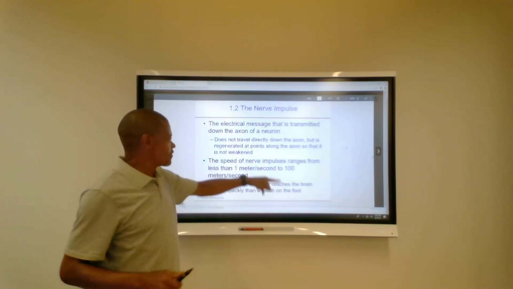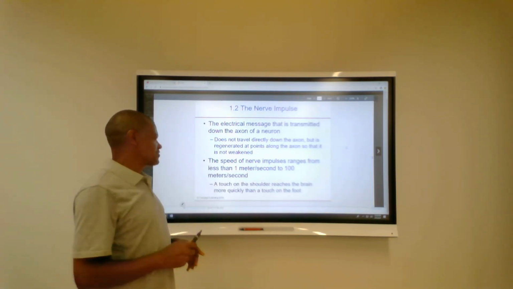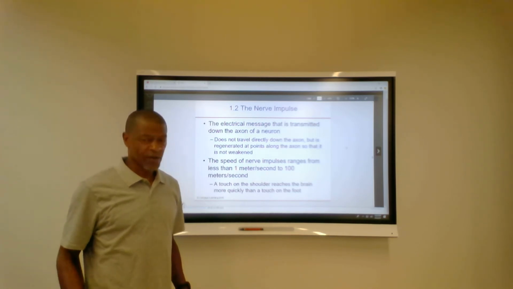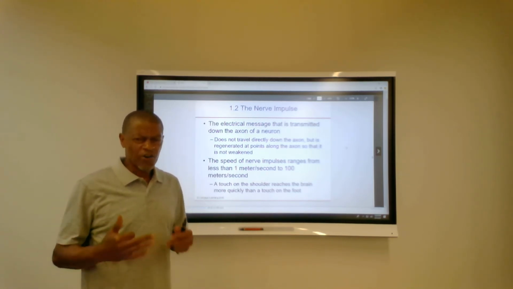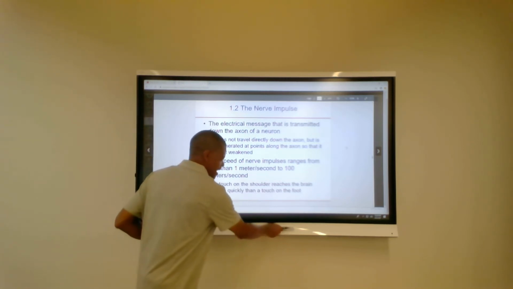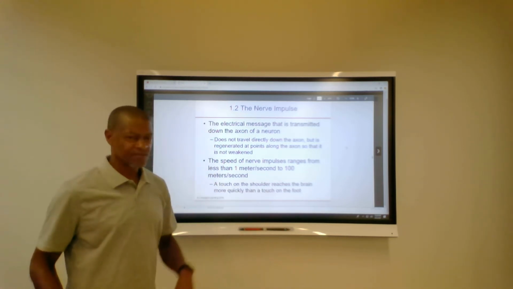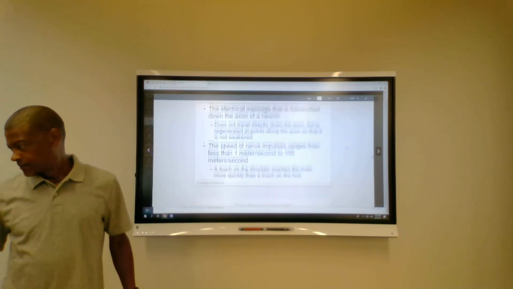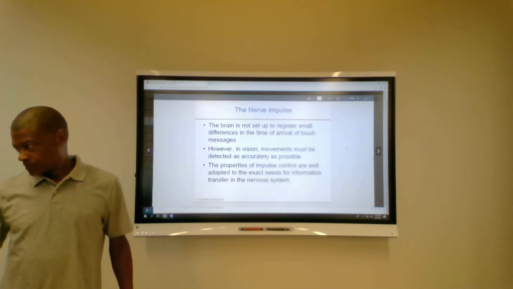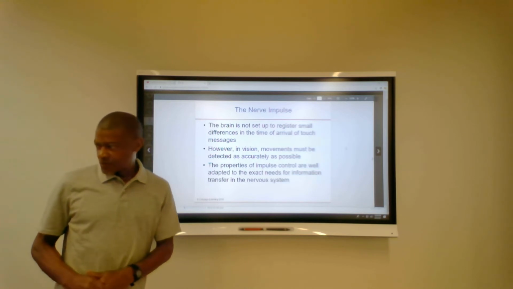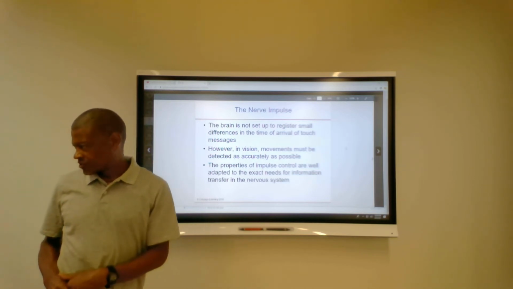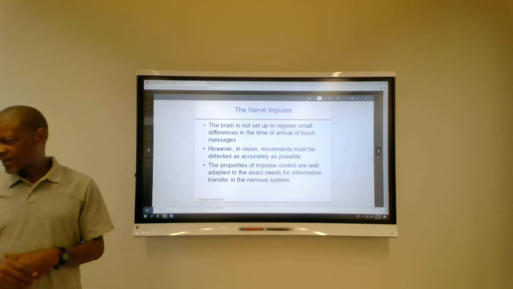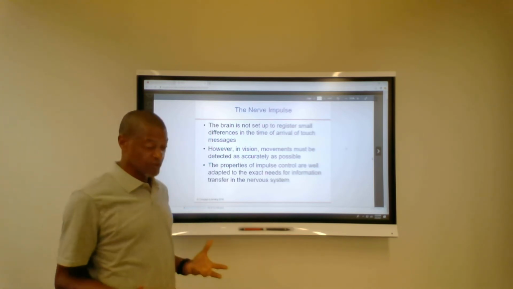So the speed of the nerve impulse ranges from about 1 meter per second to 100 meters per second. I mean, that's fast, quick. So it's kind of hard to imagine what we mean by how quickly it can go from, let's say, the foot to the brain. So the properties of nerve impulse control are well adapted to the exact needs of how it needs to be transferred in the nervous system.